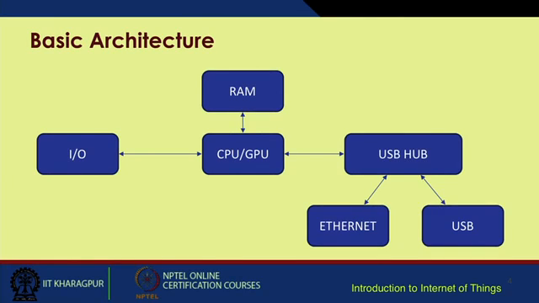So at the center you have a CPU or GPU. You have various input output ports connected to it. You have a RAM. You have a USB hub from which you can connect an Ethernet, as well as various USB ports to which you can connect regular USB devices. So in short, this is similar to your normal PC, right?